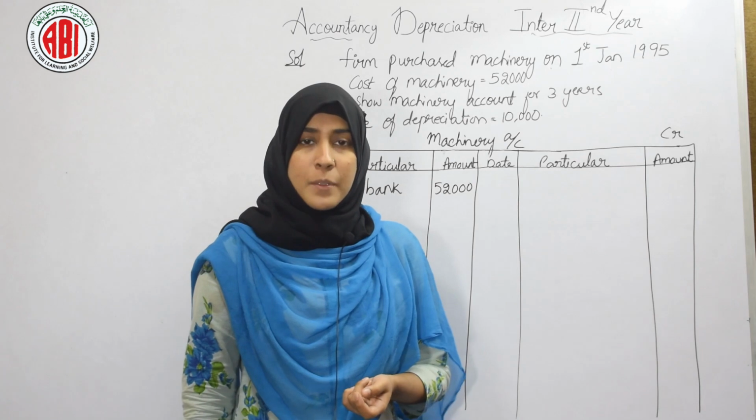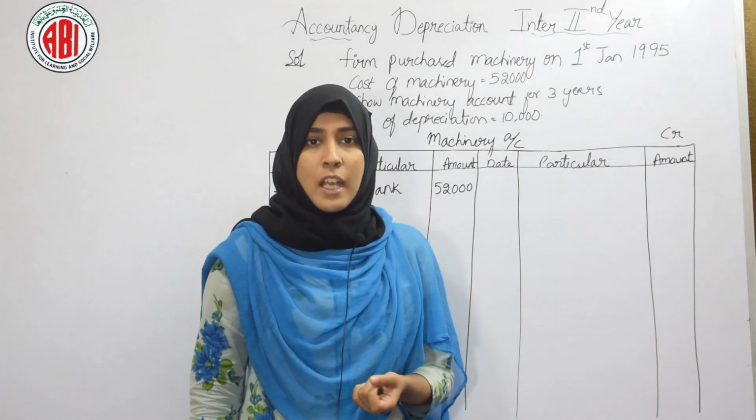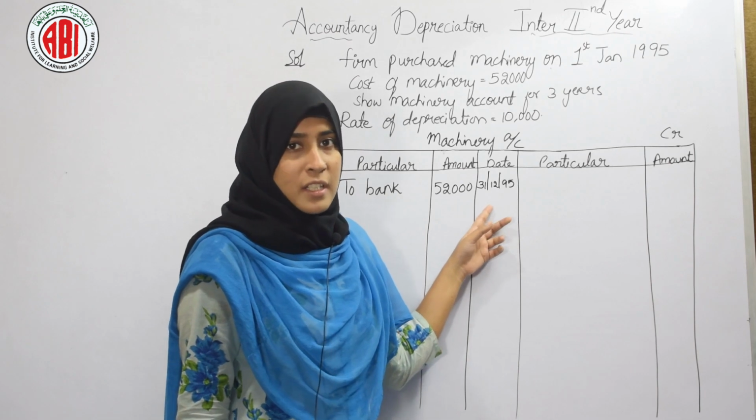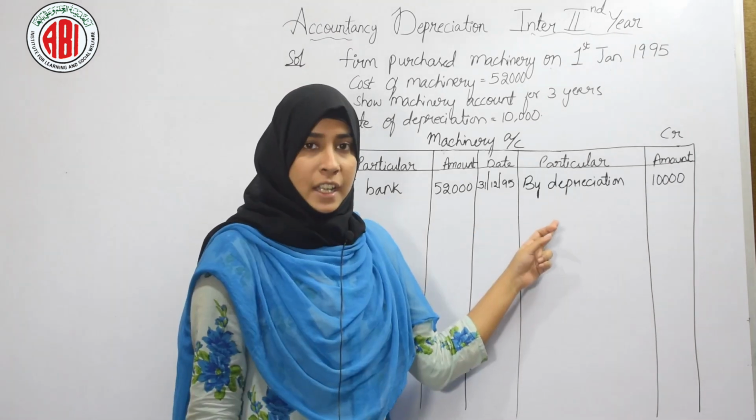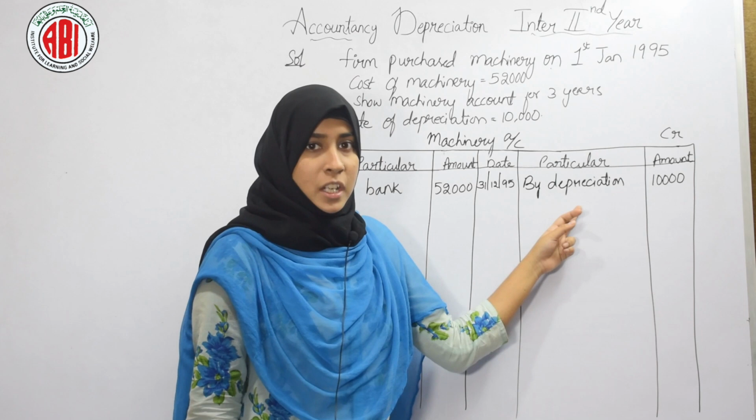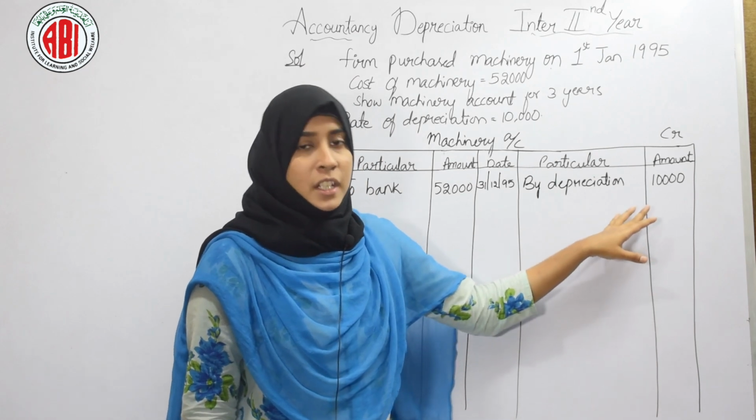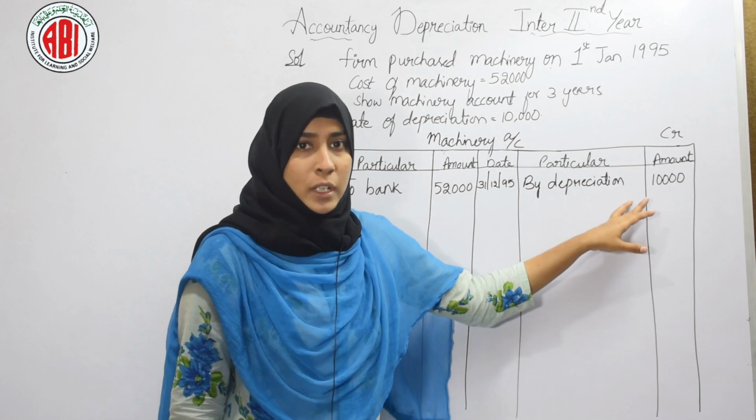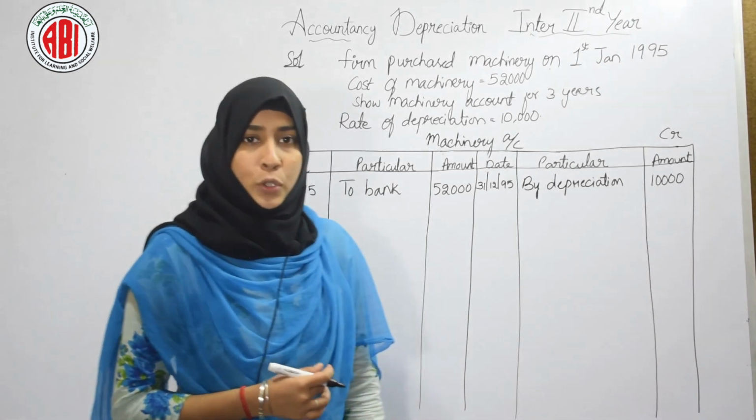Now we will provide depreciation. When do we provide depreciation? At the time of closing accounts, right? So we provide depreciation on 31st December 1995. Our entry will be by depreciation. And what is the cost of depreciation? That is 10,000, which we have calculated by using the formula. Therefore the total will be same for both the sides.